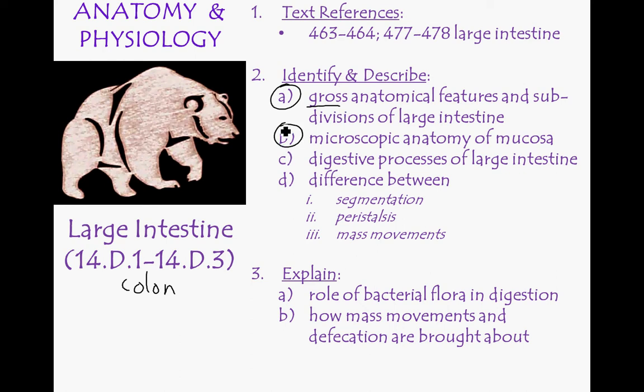Two here, the microscopic anatomy of the mucosa, right? So similar to the small intestine. The digestive processes of the large intestine, and then we'll discuss here the difference in the motilities here of segmentation, peristalsis, mass movements. We'll highlight the explanation of the role of bacteria flora in digestion, and then how mass movements are associated with defecation. Right? And we'll deal with some of the regulation of this in another screencast.